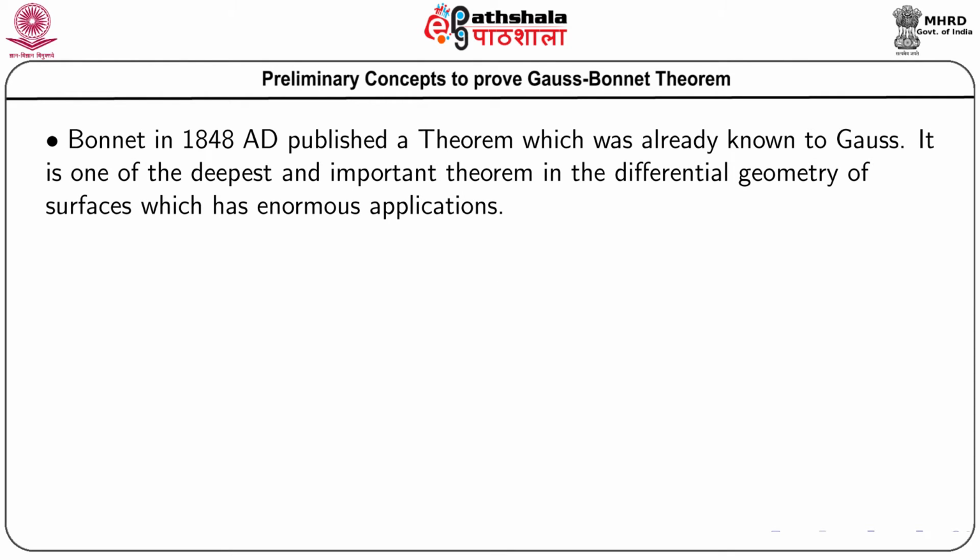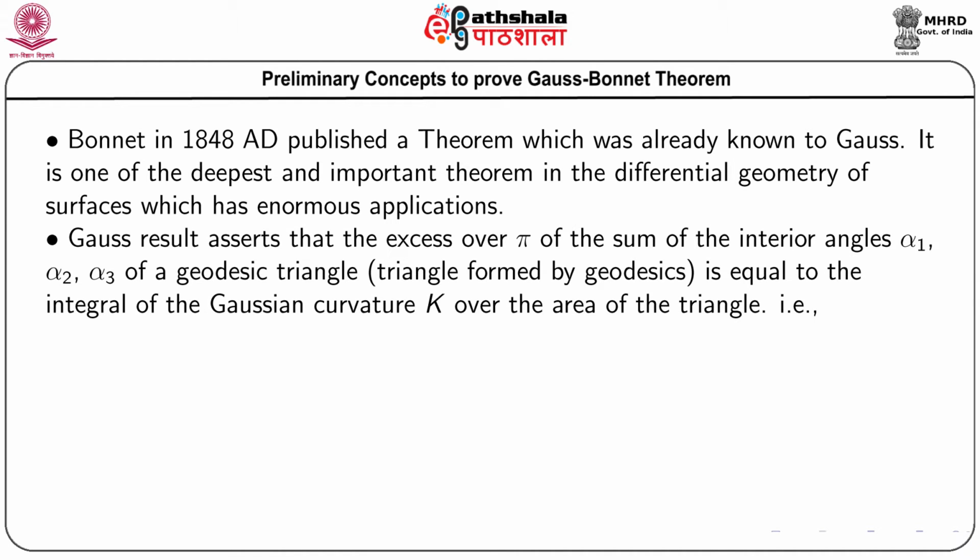I have just mentioned that Bonnet in 1848 AD published a theorem which was already known to Gauss, and it is one of the deepest and most important theorems in the differential geometry of surfaces, which has enormous applications. Now, Gauss gave a relation between the interior angles of a geodesic triangle and the value of pi. We know in our plane geometry that the sum of all interior angles of a triangle is 180 degrees, that is pi, because in a plane the geodesics are straight lines.